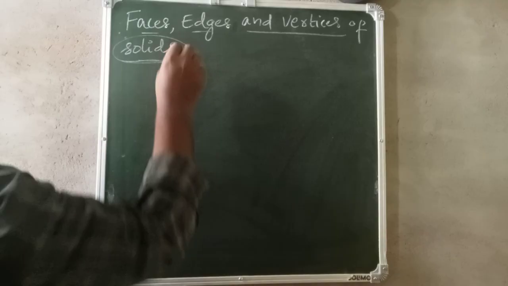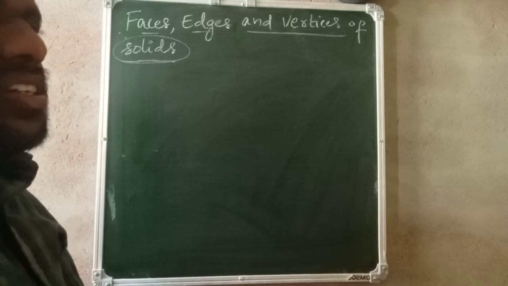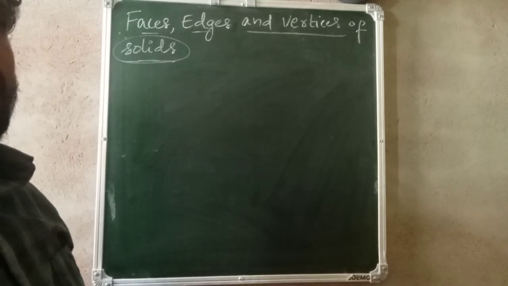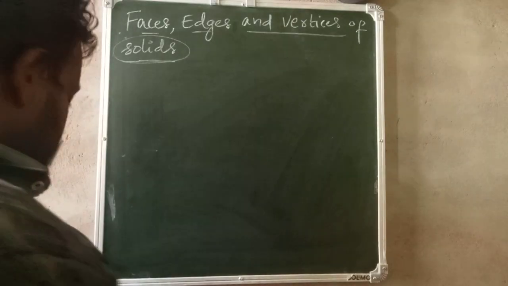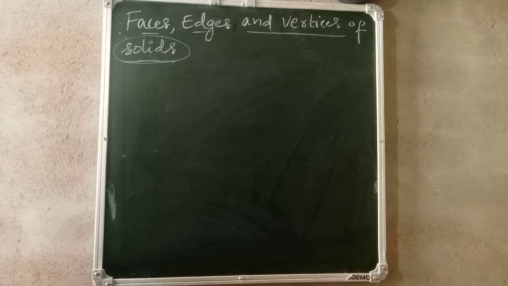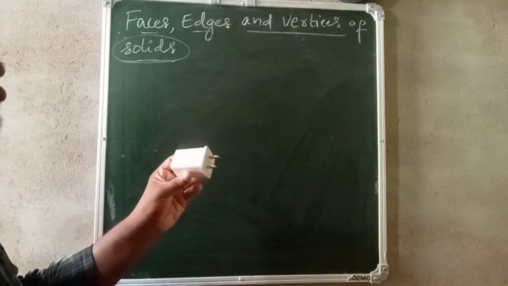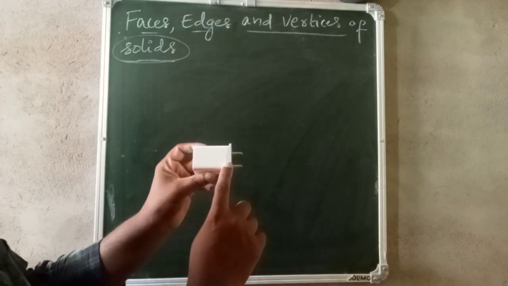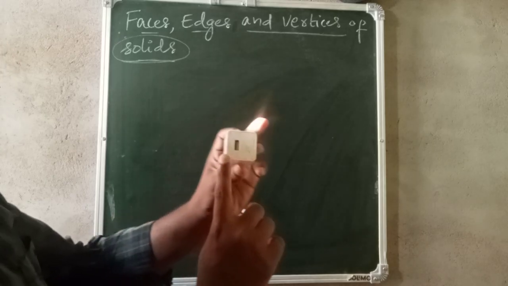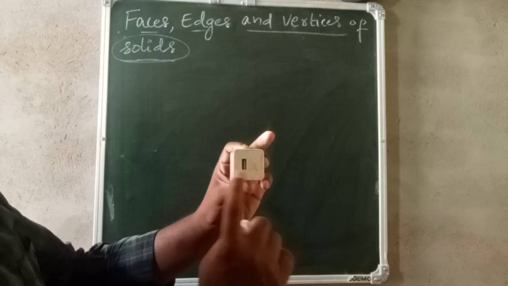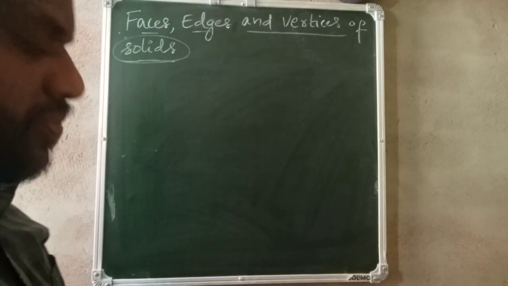First, solids. Solids are objects that have three dimensions. Three dimensions means they have length, width, and height, not just length and width. For example, see this cuboid, this charger in the shape of a cuboid. This is length. This is width. This is height. So three dimensions, so that is a solid.